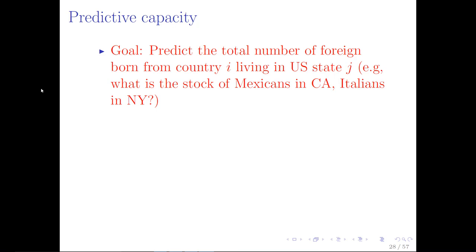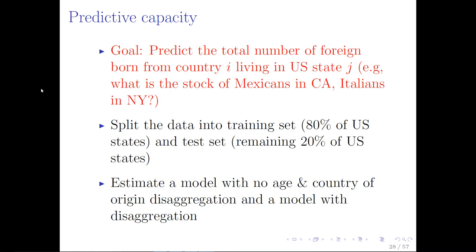Okay, so once we got those values, we thought, can we perhaps predict the total number of foreign-born from country I in state J? Say, if we want to know how many Mexicans live in California or how many Italians live in New York, can we say something about that? So what we did was divide the data into a training set with 80% of the US states of destination and a test set with the remaining 20%. And then we estimated a naive model where we do not account for biases related to age and country of origin, and a model where we disaggregate by age and country of origin.